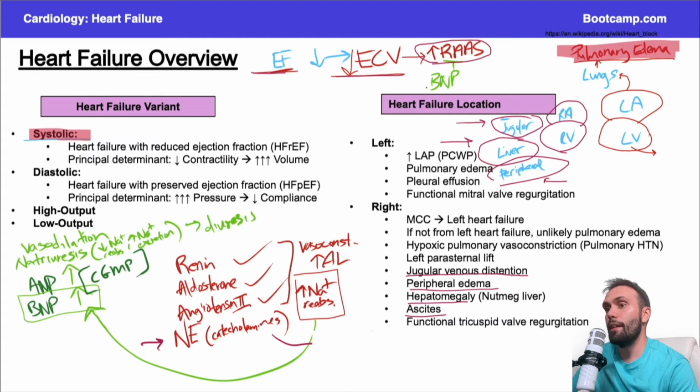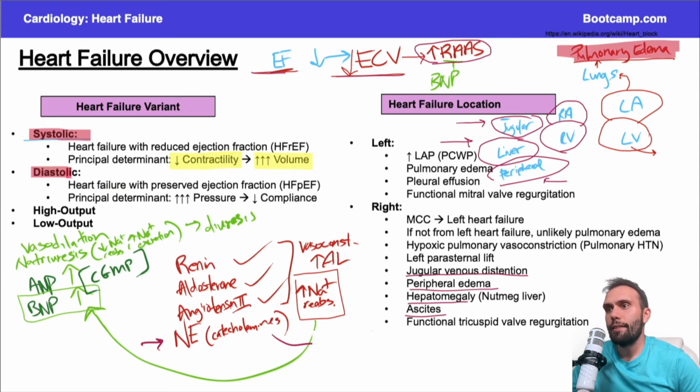And then the BNP, like we said, BNP and ANP are trying to counteract this RAS system, but eventually they lose, right? And that's where we start to get this remodeling of the heart that causes heart failure and makes this worse and worse. And we'll talk more about that in cardiomyopathy. So just to simplify things, the principal determinant here is low contractility leading to high volume.